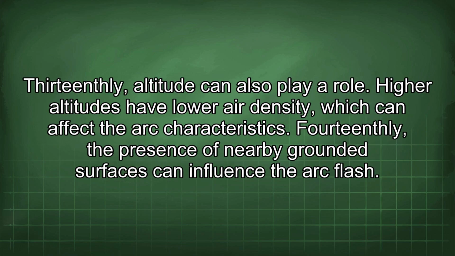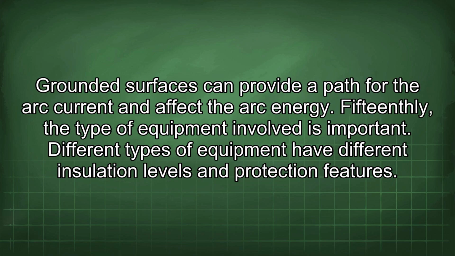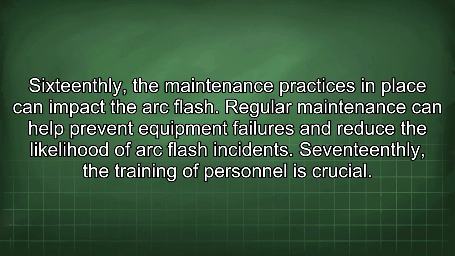Thirteenthly, altitude can also play a role. Higher altitudes have lower air density, which can affect the arc characteristics. Fourteenthly, the presence of nearby grounded surfaces can influence the arc flash. Grounded surfaces can provide a path for the arc current and affect the arc energy. Fifteenthly, the type of equipment involved is important. Different types of equipment have different insulation levels and protection features. Sixteenthly, the maintenance practices in place can impact the arc flash. Regular maintenance can help prevent equipment failures and reduce the likelihood of arc flash incidents.